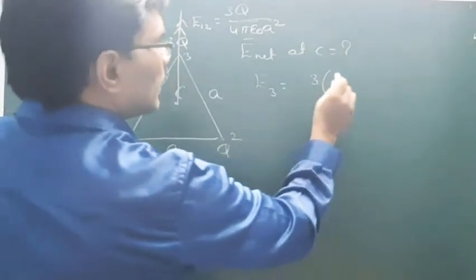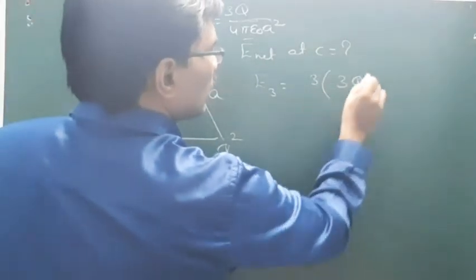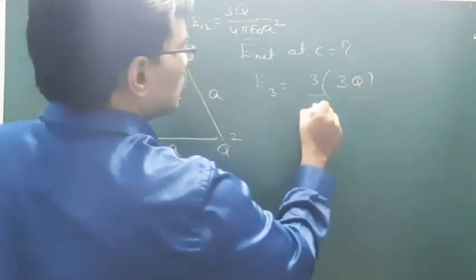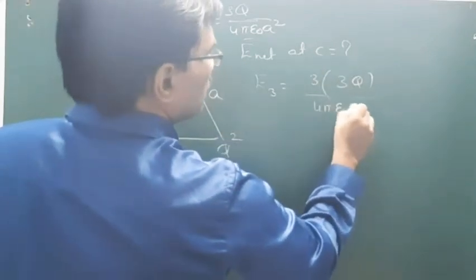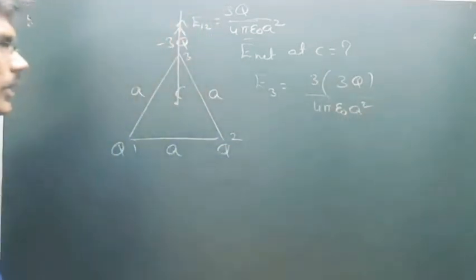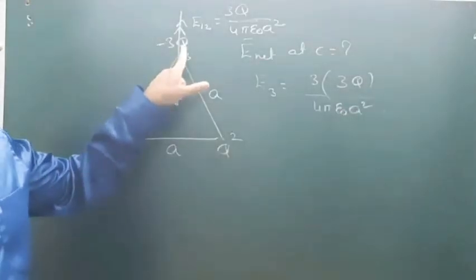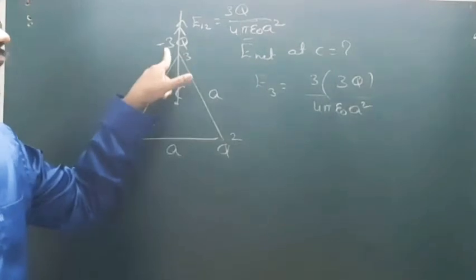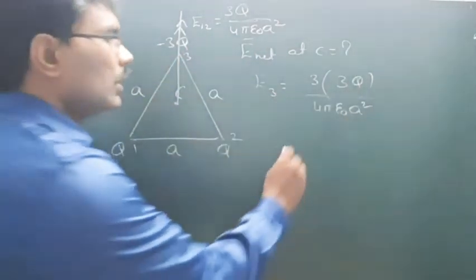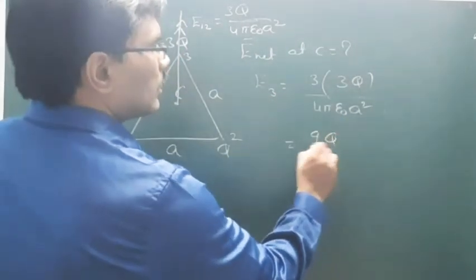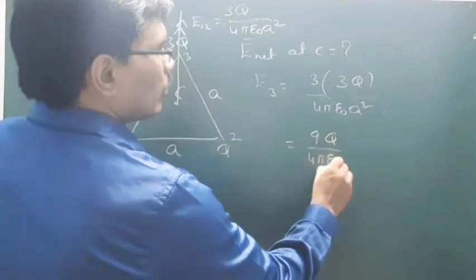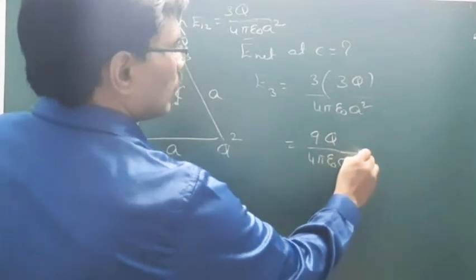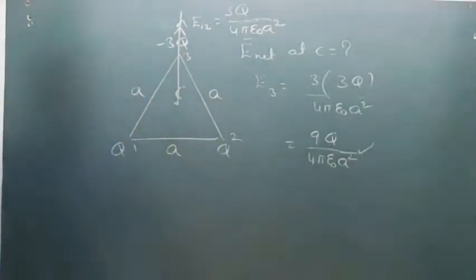So therefore, 3 times the field due to a single charge, this 3q charge, how much is it? 4 pi epsilon naught a square. Got it or not? If only minus q is there, its field is 3q upon 4 pi epsilon naught a square. But here 3q is there, therefore 3 into 3q. So here it is 9q divided by 4 pi epsilon naught a square. So that is the net electric field at the point C.